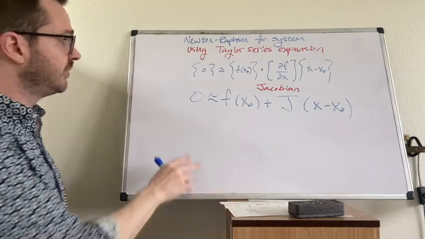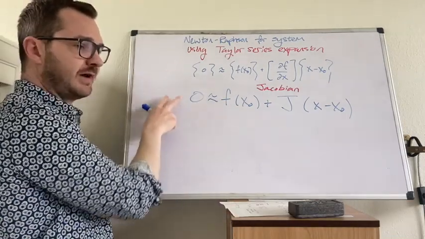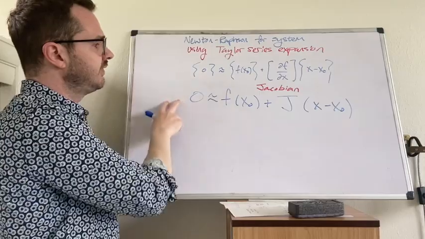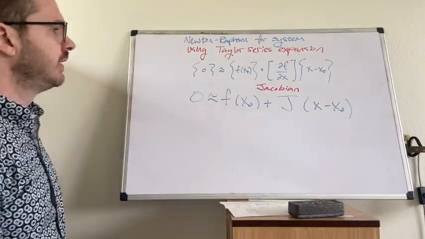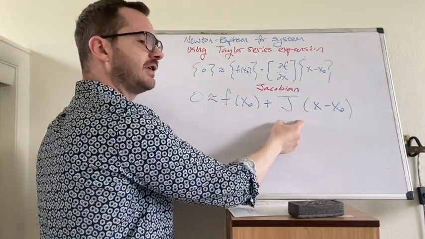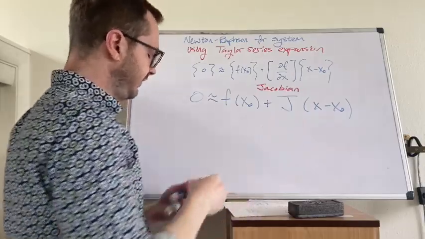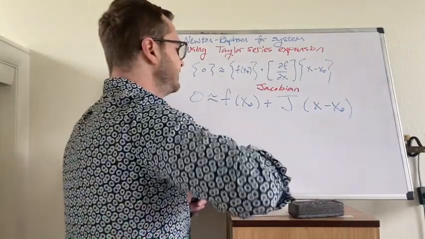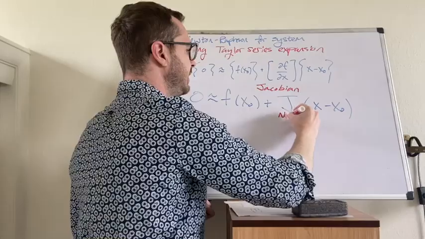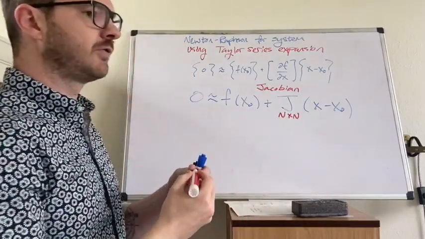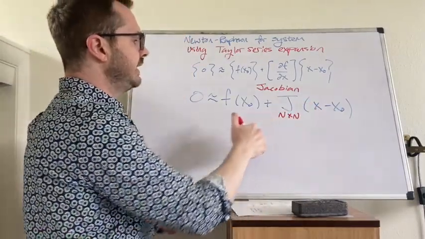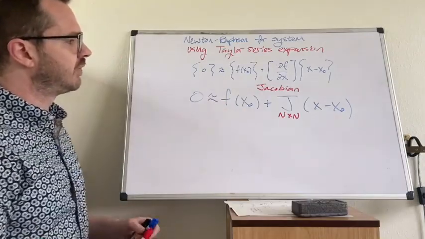So again, that was just simplification. These are the exact same things. All we've done is we've taken this and we've cleaned it up just a little. Remember that this is not a function call. This J by itself is a matrix. It has dimensions n by n. It's a square matrix where n is the number of functions and also the number of inputs.